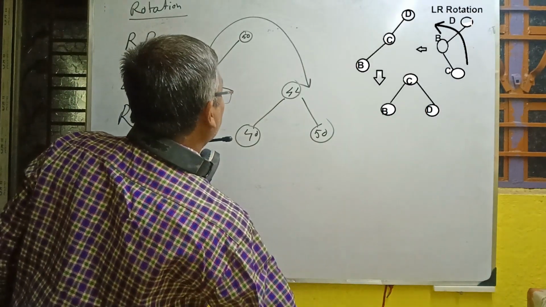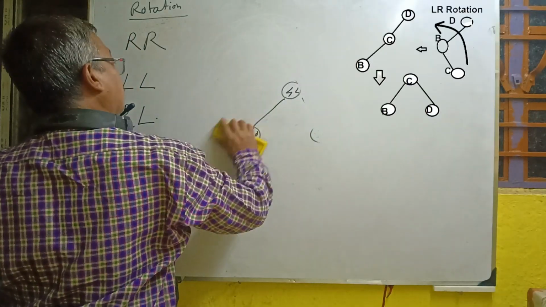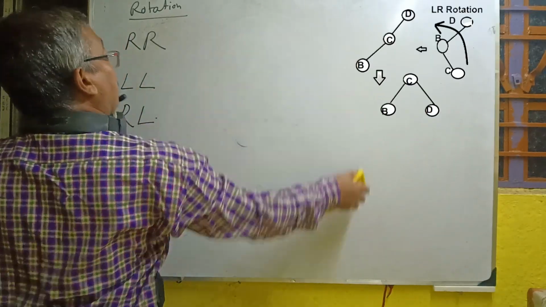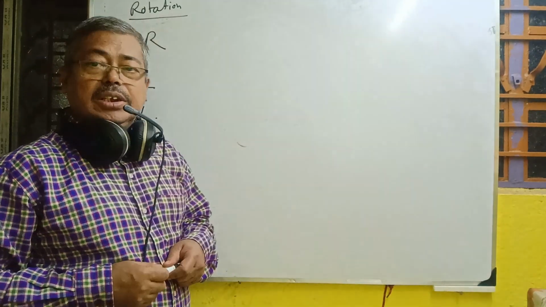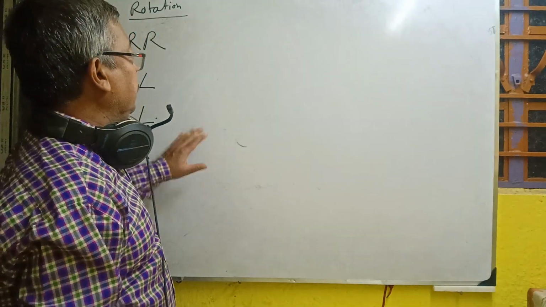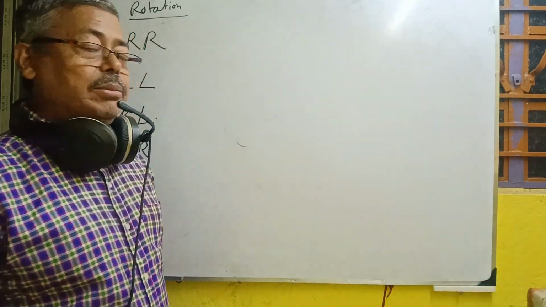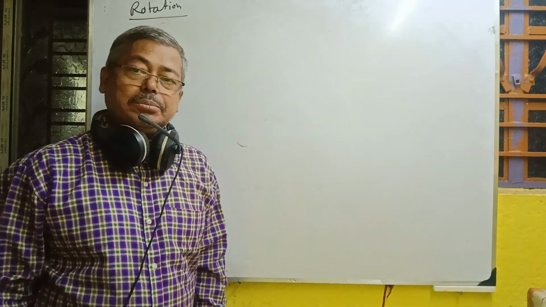So four rotations. I have already shown the four rotations of the AVL tree. By rotation, we are converting the imbalanced condition of the tree to the normal position. So these are the four rotations of the AVL tree.